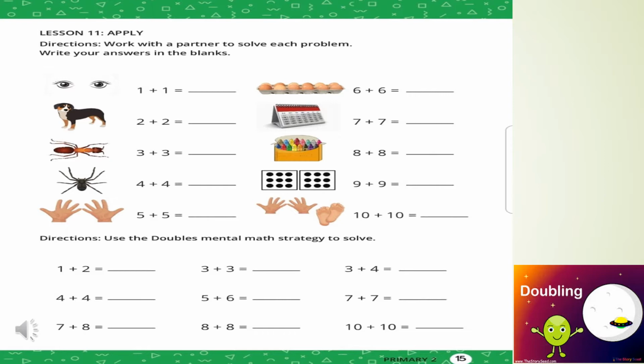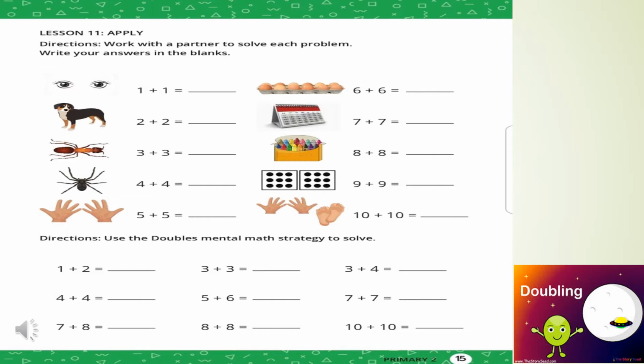At the bottom, we have 7 plus 8. How can we use doubling facts to solve this addition sentence? This 7 needs what to be a double? It needs another 7. Can we get the other 7 from 8? Yes, 8 equals 7 plus 1.